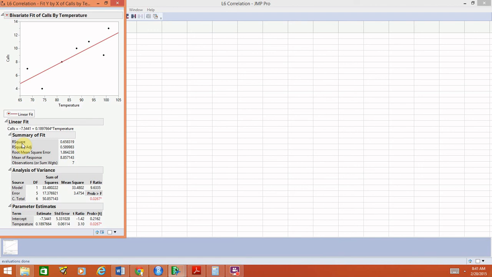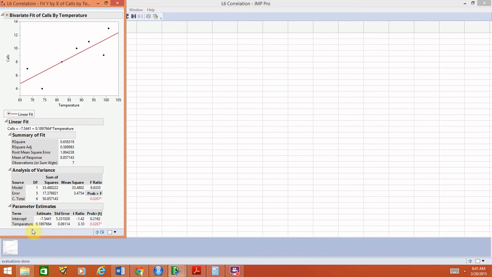So what that tells us is that 66% of the variation in the number of emergency calls is explained by using the model that we have. So it just gives you some way to assess how well this model fits. All right, the other stuff here, we don't really know too much of what this means at this time. We're not going to worry about that.